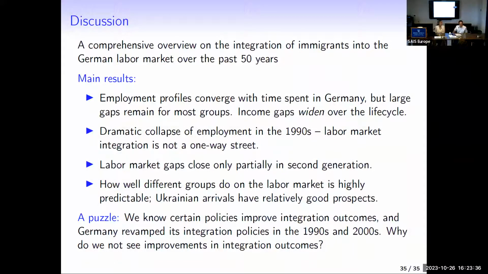Oh, yeah, I should have said that. This is West Germany, partly because we started in the 50s and 60s, and then we just kept on going with West Germany to keep it comparable.